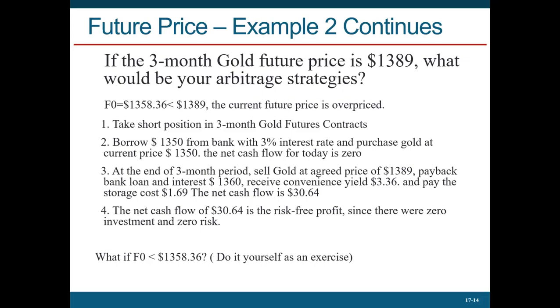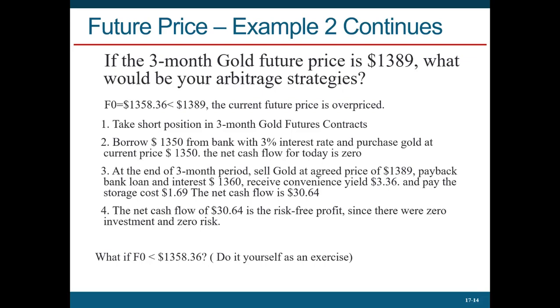But here's a very interesting thing. At the end of 3 months, you need to sell gold at the agreed price of $13.89 based on the futures contract. Right? Can you make that happen? Well, no problem, because you have the gold. You hold the gold for 3 months, and of course, you can sell gold, and you will receive $13.89. Right? And this is not your money yet because you need to pay back the bank loan.